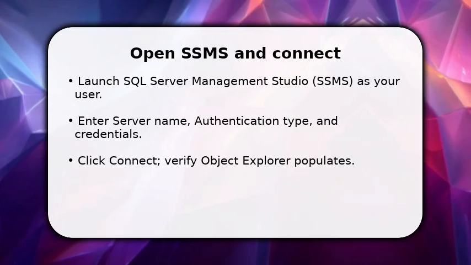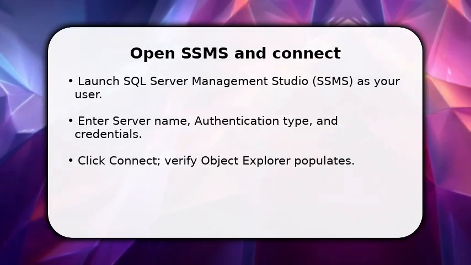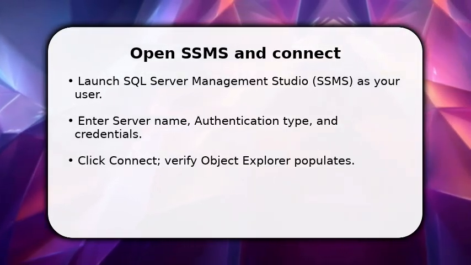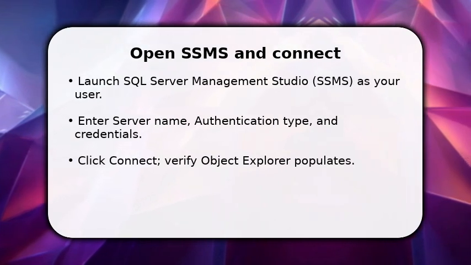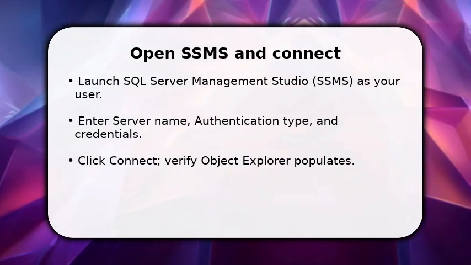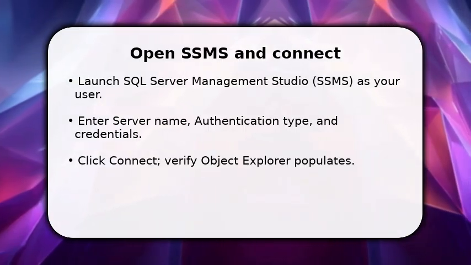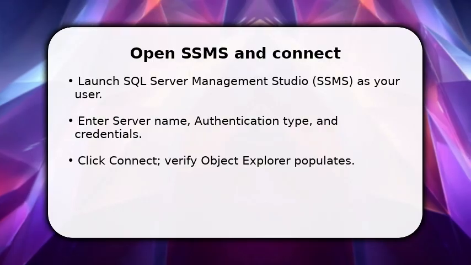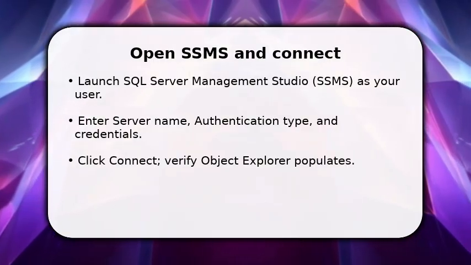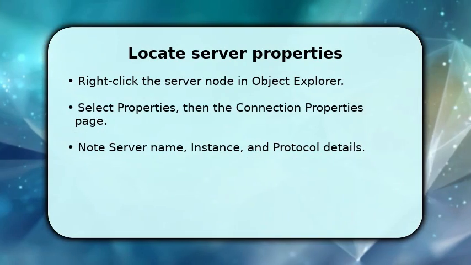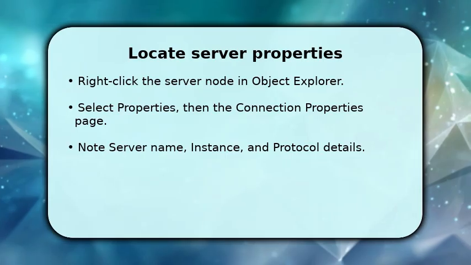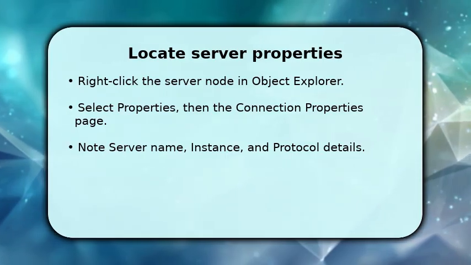If Object Explorer is empty, refresh or reconnect, because the connection string depends on the exact server instance and authentication mode you just selected. With the server node visible, right-click it and choose Properties to access details you need for a connection string. Navigate to Connection Properties and read the server name and instance. These form the server component of the string.